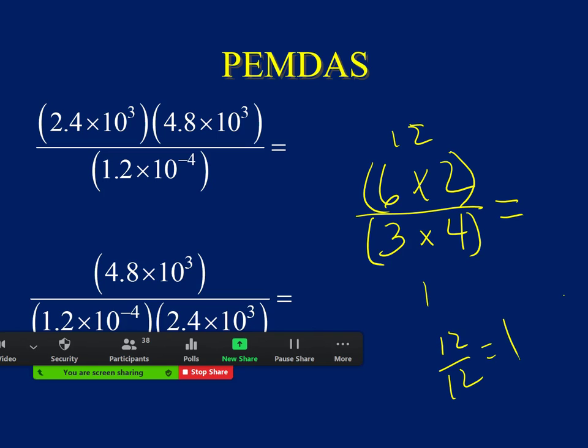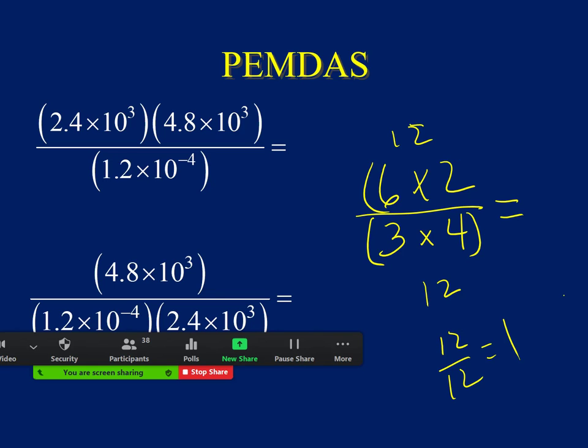If it was written like that, you do the parentheses first. So you do the 6 times 2 and get 12. And you do the 3 times 4 and you get 12. But nobody wants to type parentheses every time they do a problem. So there's a much easier set of rules that we can use.